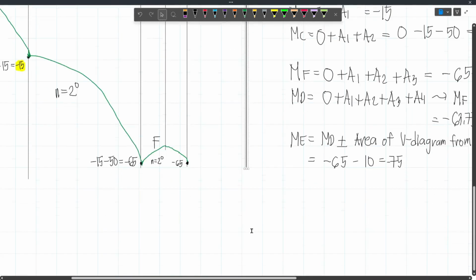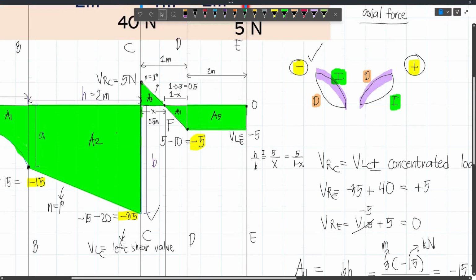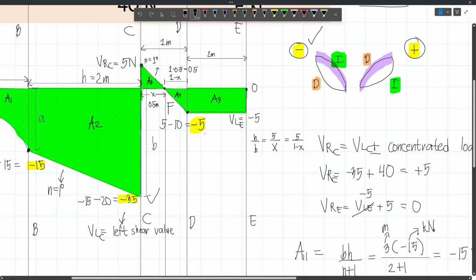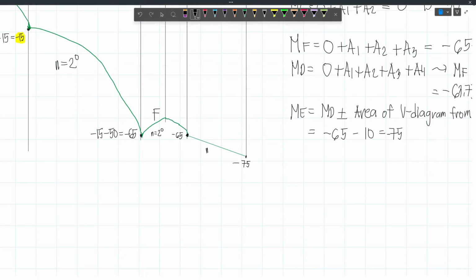And so from here, we'll move to negative 75. And so I will just extend this line. So here, and then up to here. And then this is negative 75. Now sir, why is the line like this? Now that's because we are considering n equals 0. Because this is a rectangle. So n is equal to 0 here. And so plus 1, our degree here will be n is equal to 1 degree. Or a straight line going downward.